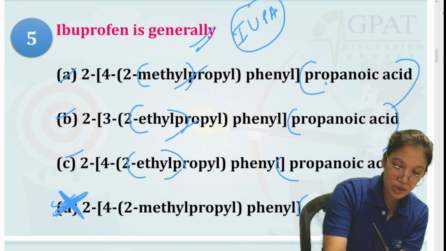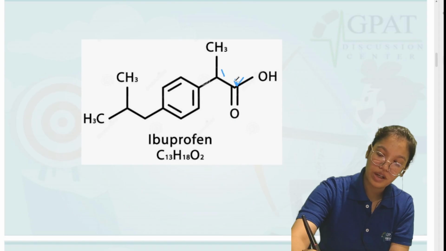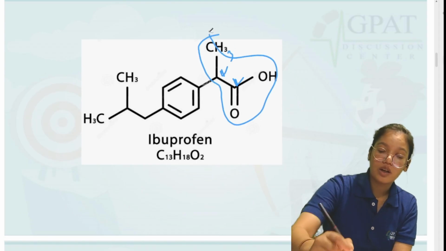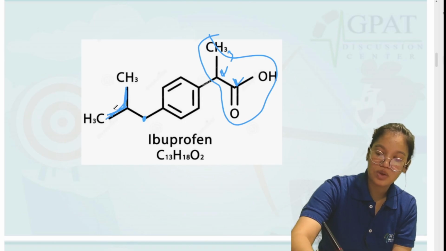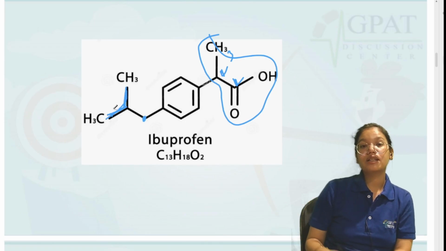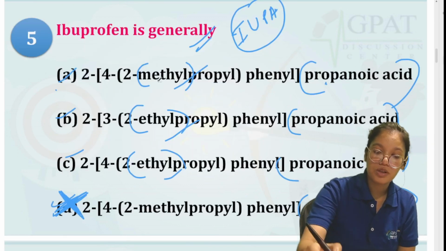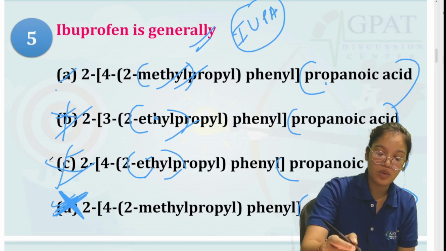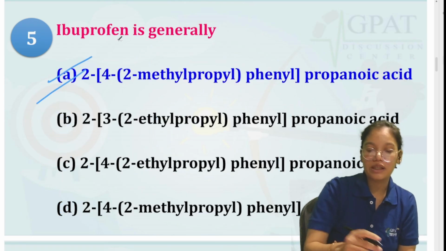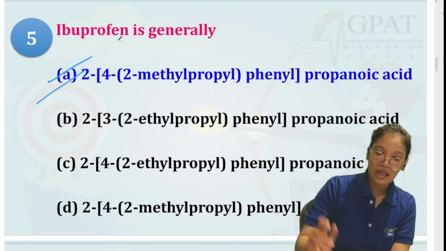So if I show you the structure, it contains 1, 2, 3 propanoic acid. Okay, now on the other side we have a methyl, and then we have a propyl group. So ibuprofen contains a methyl propyl. Okay, so option A says methyl, B and C say ethyl. So B and C can be removed from the list. So A will be the answer. That is the methylpropyl phenyl propanoic acid.